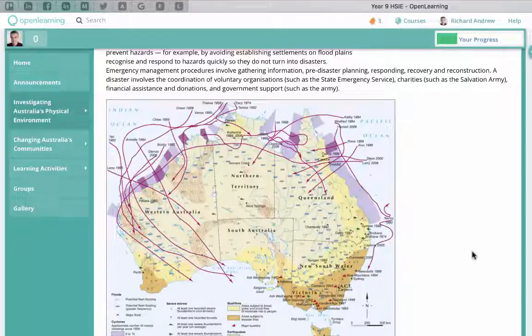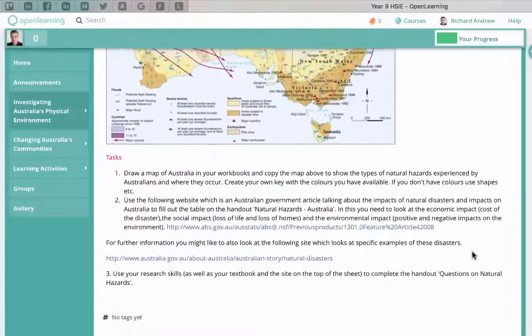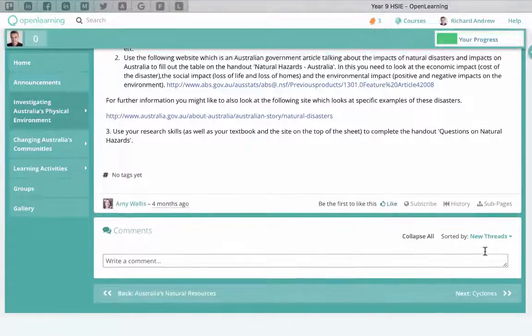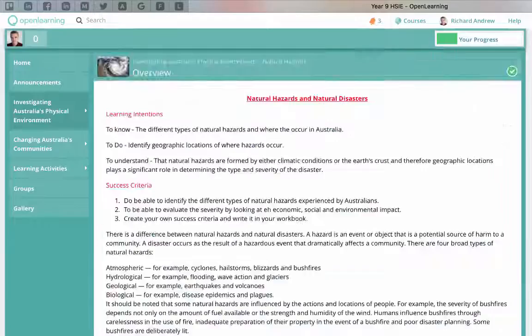We first did an overview of all of the different types of hazards in Australia, and this is modelled on what they needed to do for their assessment task. So I did cyclones for them, and then they had to search and do some work on some other hazards in Australia. So some information here, and they had a couple of tasks to do in their workbooks and on handouts, but nothing to be put in here.